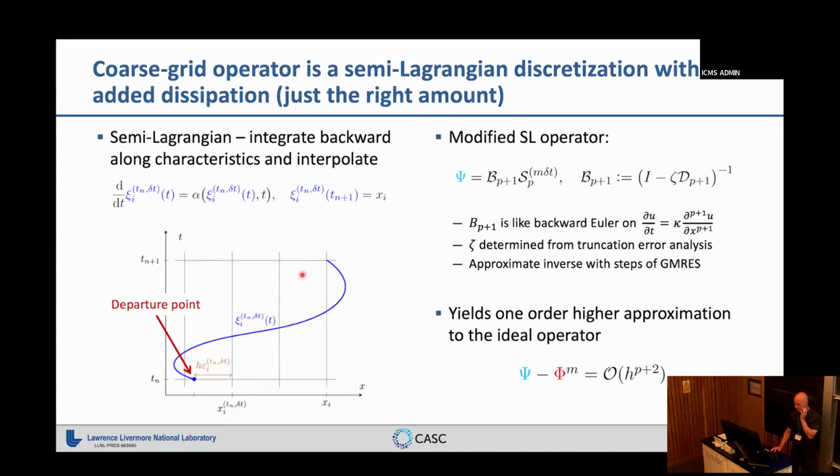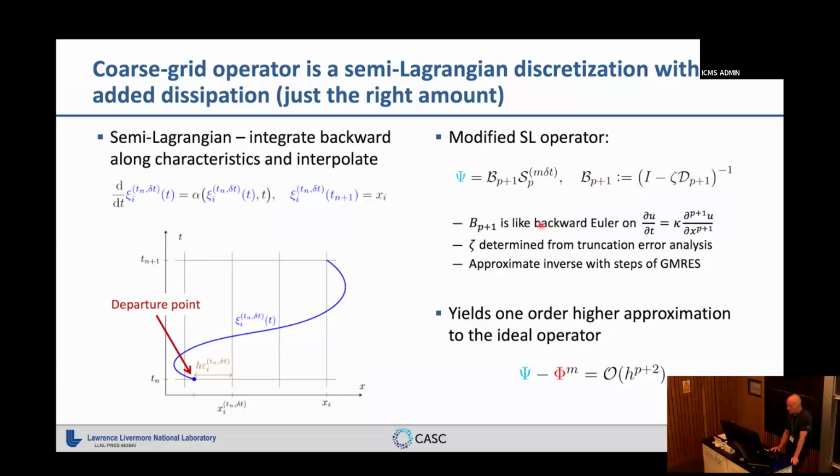So this point here depends on data that's around the departure point. That's your stencil that you really want to have, and standard discretizations won't have that. To modify it, psi is our coarse grid operator. I'll use that terminology here. This is the thing we want to approximate, phi to the m. We just multiply by this operator B, which is here.